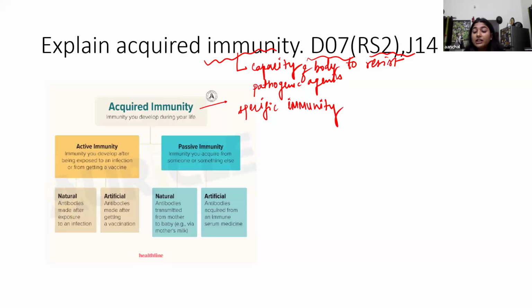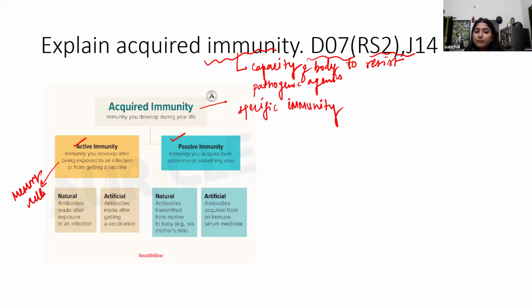But the acquired immunity is the immunity that is acquired by the individual in their own lifespan. Then the acquired immunity is classified as active and passive. Active means the immunity that the individual developed after being exposed to an infection or from getting a vaccine. This type of immunity will have the memory cells, right? Whereas the passive immunity, the individual will acquire from someone or something else.